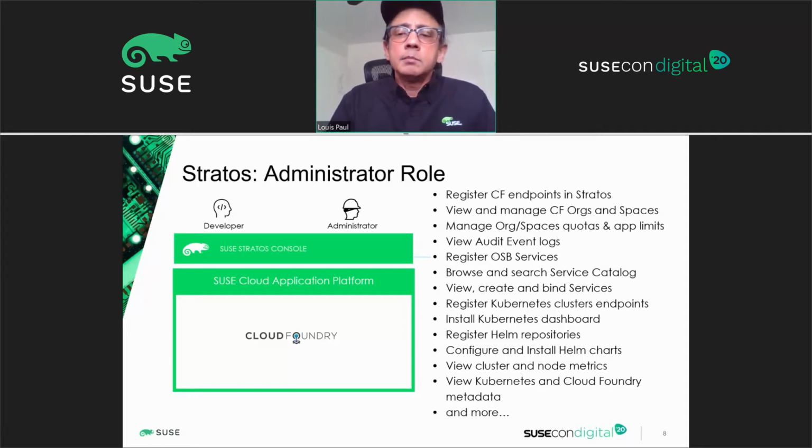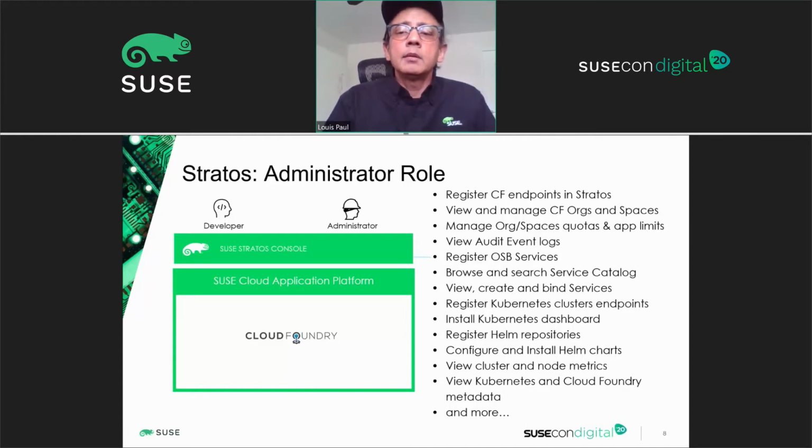So we will start with the administrator role. The first thing that you want to do as an administrator is to set up an environment for your developers to be able to consume the resources and also to be able to deploy the applications and view all the workloads that they need in order to run this application successfully. So your first order of business is going to be connecting to an existing SUSE Cloud Application Platform.